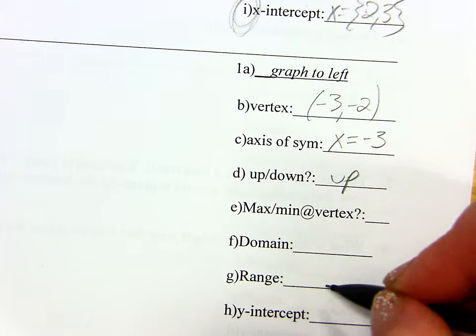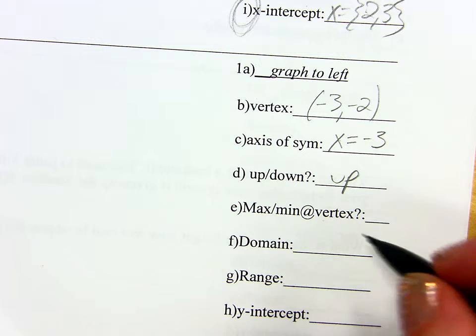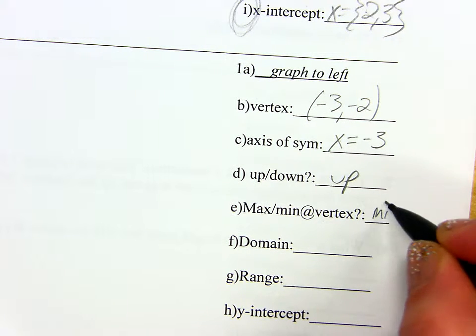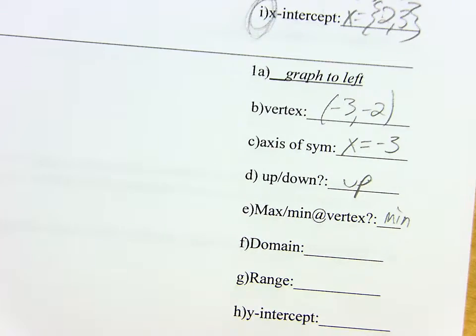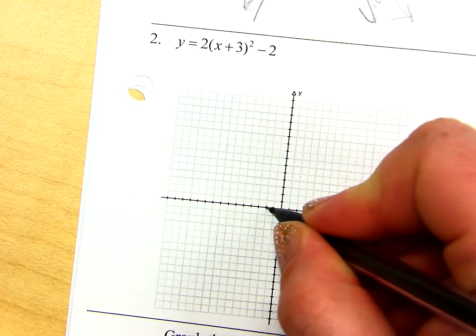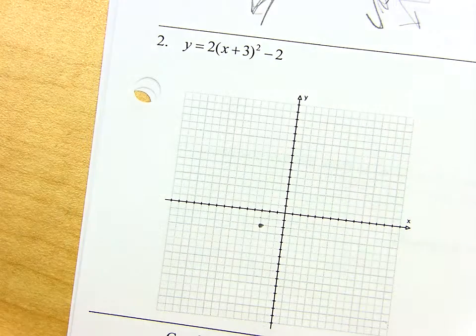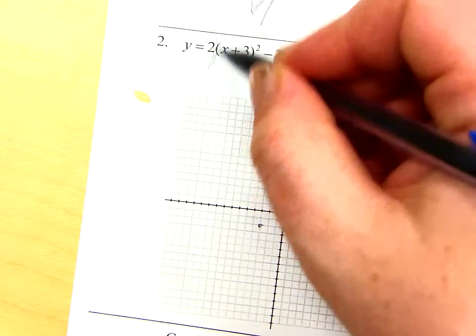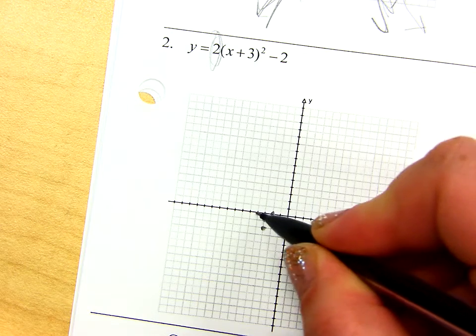You kind of have the range, but I'd rather graph it first before we fill that in. Yep, you will be able to tell that it's a minimum because we already said it's up like a cup, so you have a minimum. All right, great. So now I have a place to start, -3, -2. Now, what's the value of A? 2. So we can use that pattern. That value of A does tell me how to get to my next point. I just go up 2 over 1.